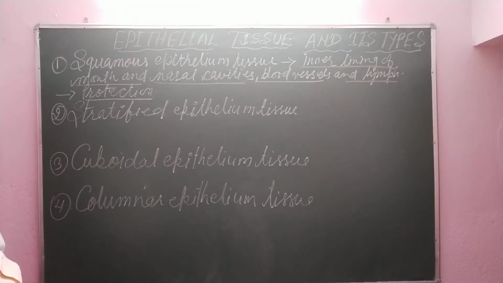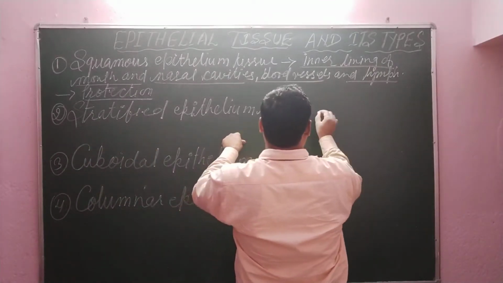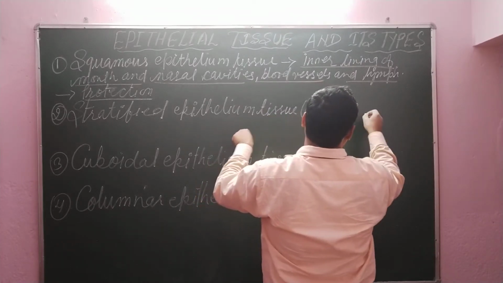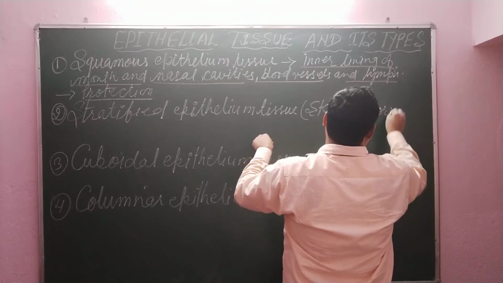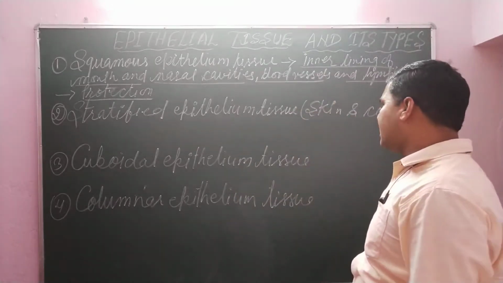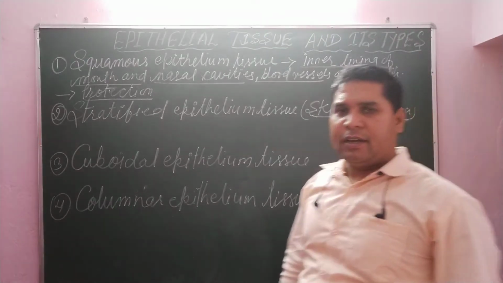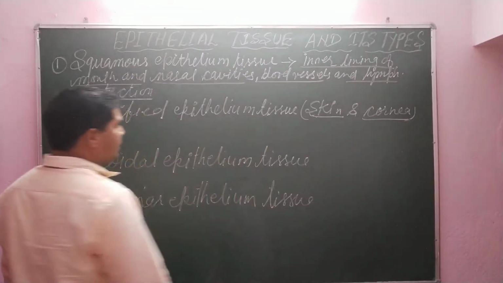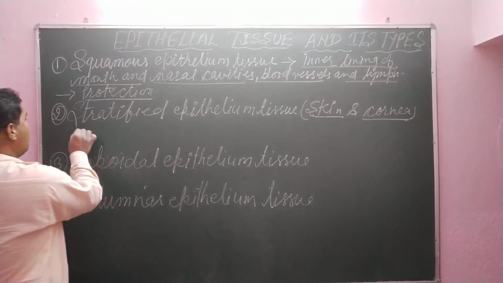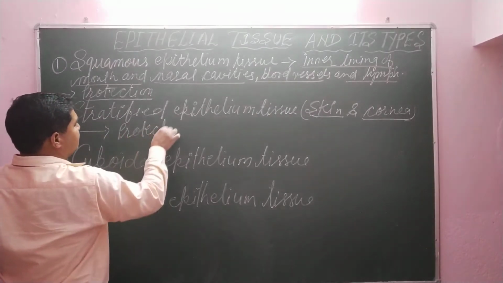Next is the stratified epithelium. Stratified epithelium is present in the skin and cornea. Dear student, stratified epithelium is present in the skin and cornea. So the location is skin and cornea, and the function is also protection, dear student.